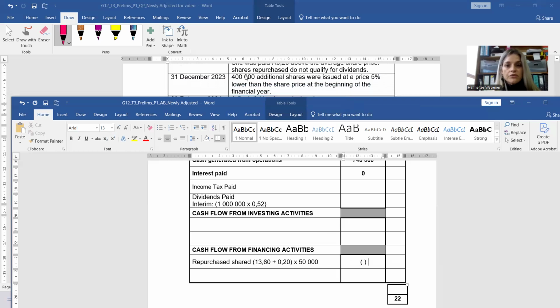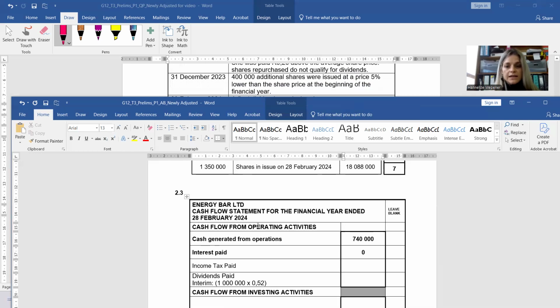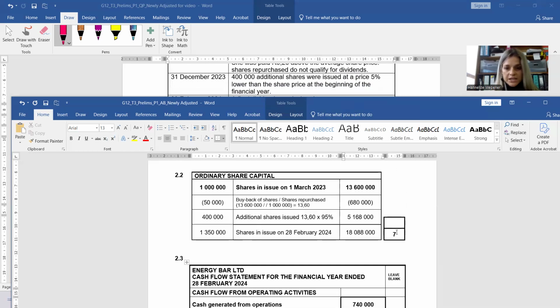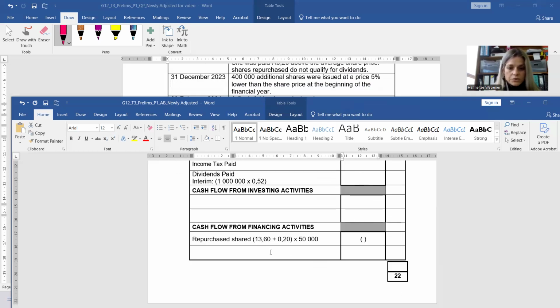Moving on, 400,000 additional shares were issued. We know that because we did our ordinary share capital note. So for the additional shares issued, this is the amount that we received. So we go to our financing and we say proceeds from shares issued, and we enter our amount there.